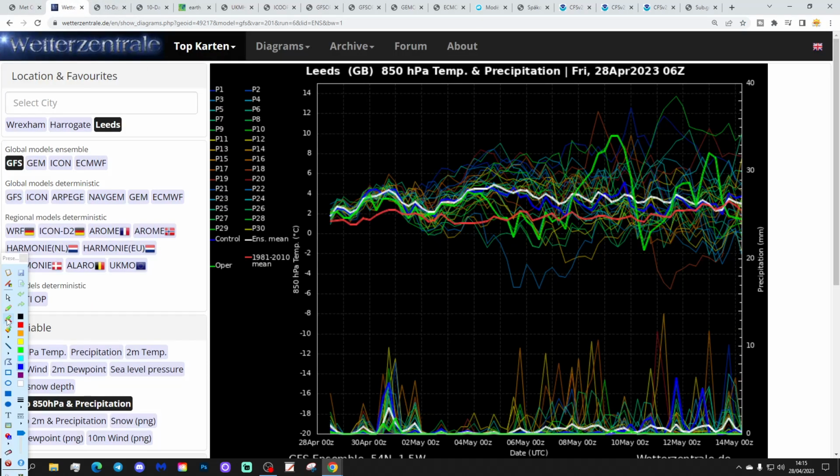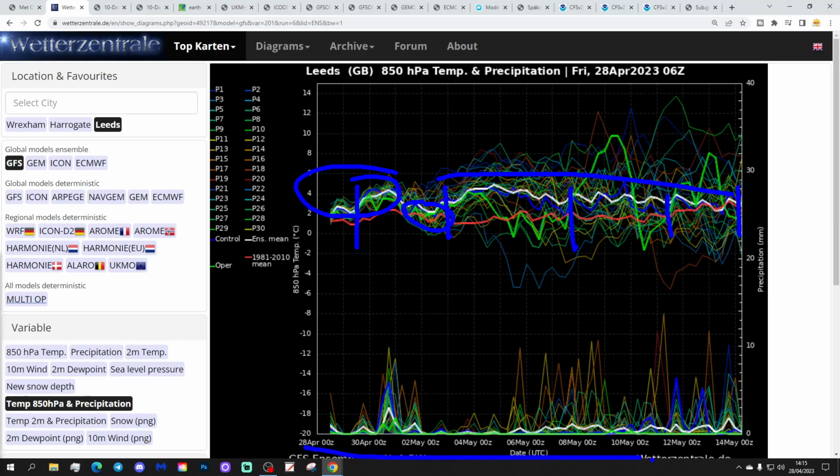These are the GFS upper air temperature and precipitation ensembles for Leeds today, with the red line being the 30-year upper air temperature average for Leeds. We're starting off a bit above average with upper air temperatures. There's a slight drop at the beginning of next week, but then lifting up again. Generally above average pretty much from beginning to end within the ensemble, taking us all the way into the middle part of May.